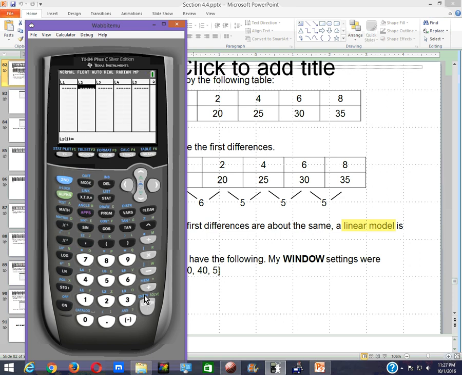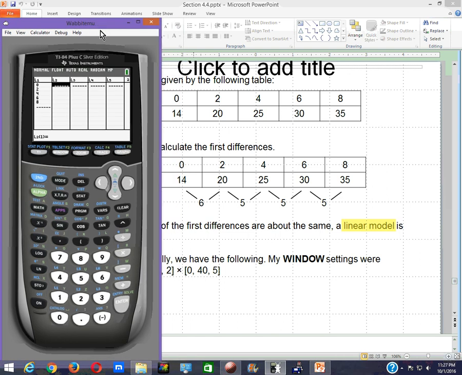Now notice we've already answered the question. This is just what it would look like if you decided to do it linearly. So what do they want? 0, 2, 4, 6, 8. Enter. And then scroll over to the y's, and the y's went 14, 20, 25, 30, 35.